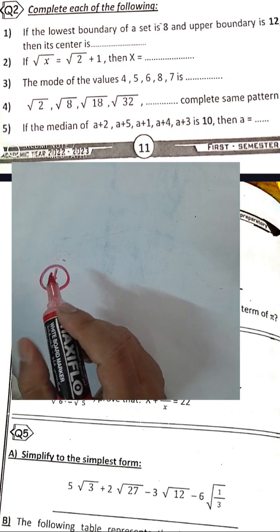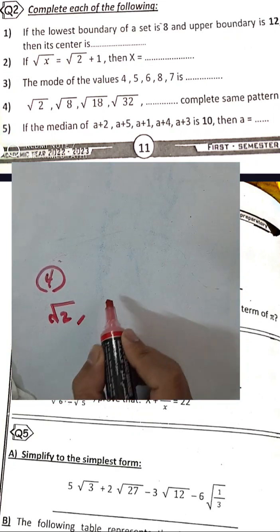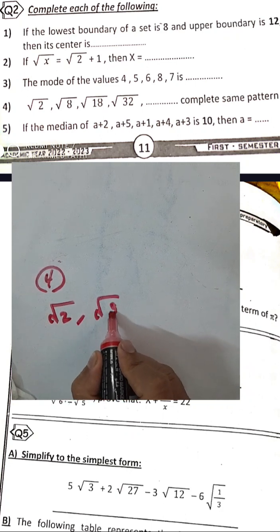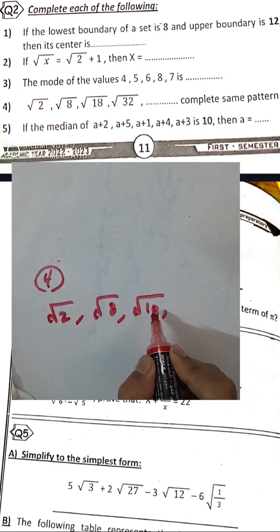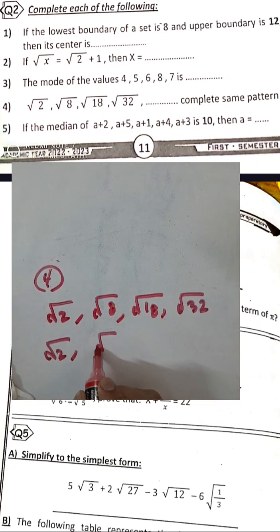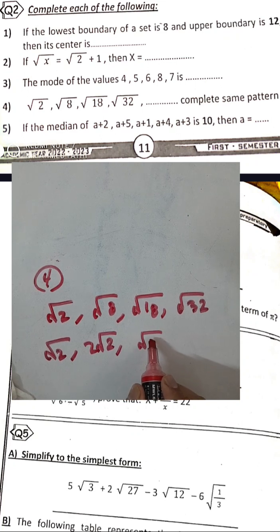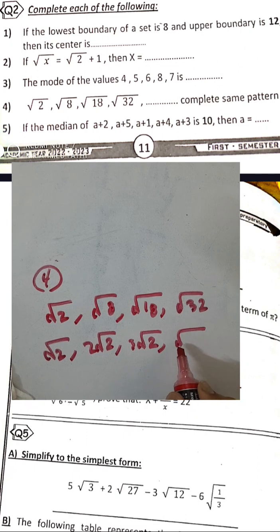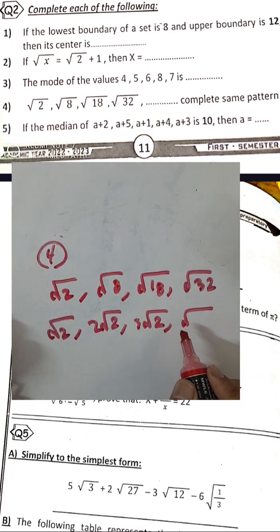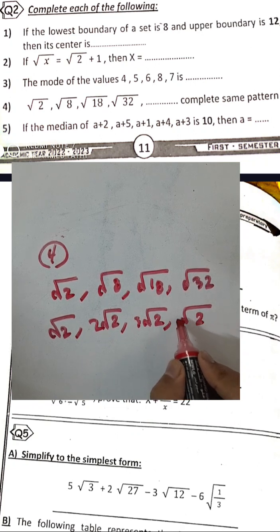Question number 4. Root 2, root 8, root 18, root 32. Complete the pattern. Root 8 equals the square root of 4 times 2, which is 2 root 2. Root 18 is the square root of 9 times 2, and the square root of 9 equals 3. And root 32 equals the square root of 16 times 2. The square root of 16 will be 4.